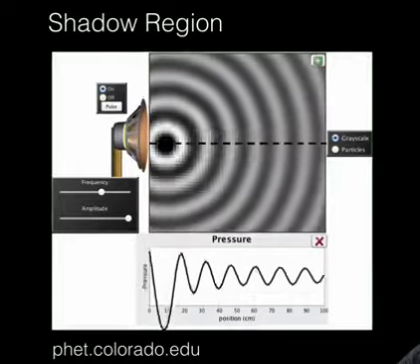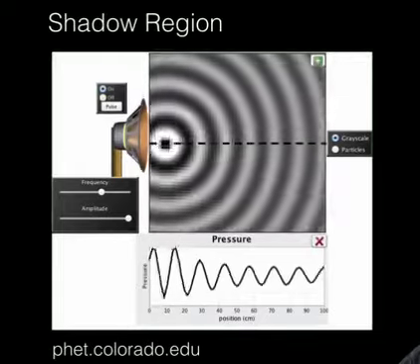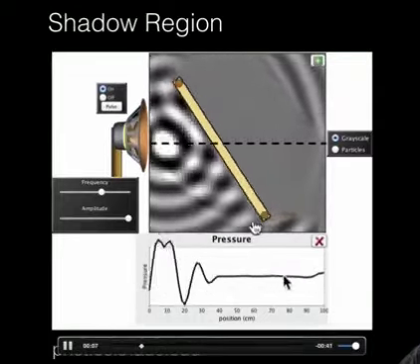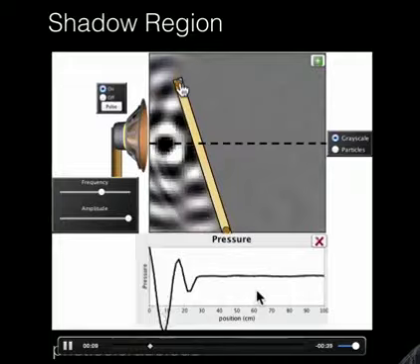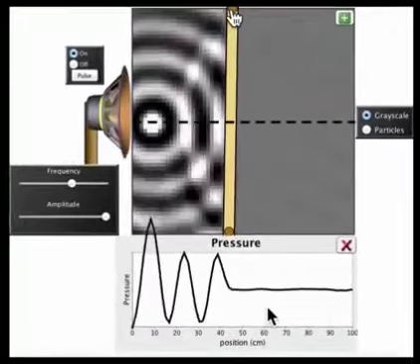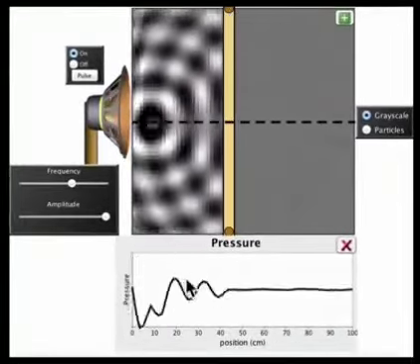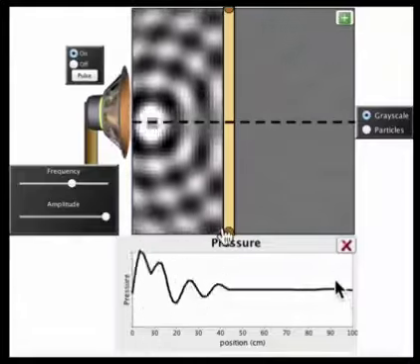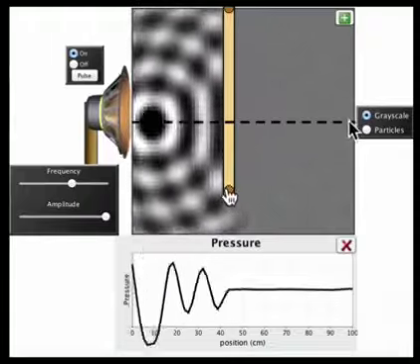So what we've got here is we're generating sound, and those sound waves are moving out. And then along this dotted line, we're actually graphing what waves make it. And so we're putting a wall between the speaker and the right side. And you can see that there's a lot of sound on the left side, but none of that sound is making it to the right side. So we're graphing along this dotted line.